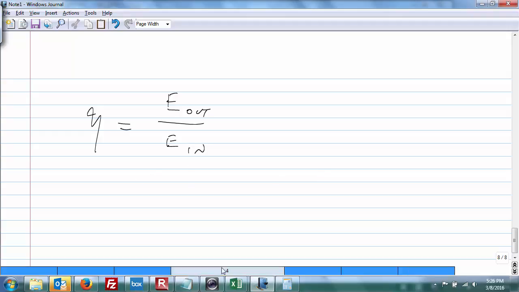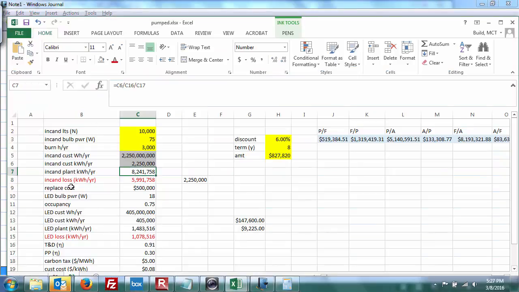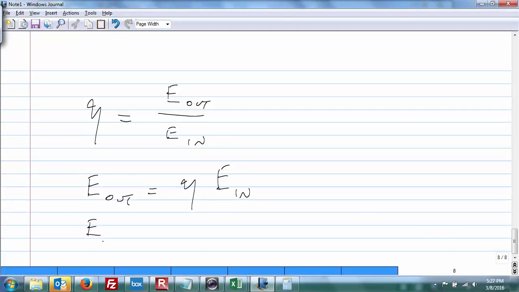And the only thing we have here is the energy out. So energy out equals the efficiency times the energy in. Now in this case, let's change over to what we have here. I'm going to call this CUST, C-U-S-T, so I'm going to do energy CUST for customer. Oh, yeah, dang it, I'm spelling customer wrong.